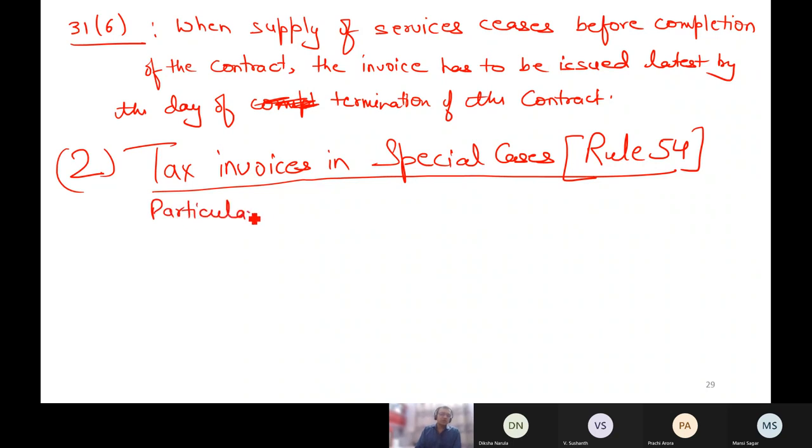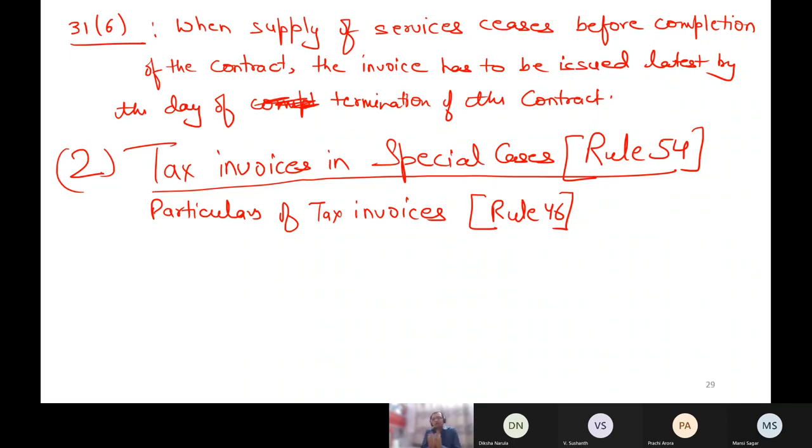Do you remember particulars of special cases? Particulars of, not special cases, sorry, particulars of tax invoices. These are given in rule 46. I hope you remember. Just some minutes ago, I told you that particulars of tax invoice are given in rule 46. So what are special cases like purchasing railway tickets?